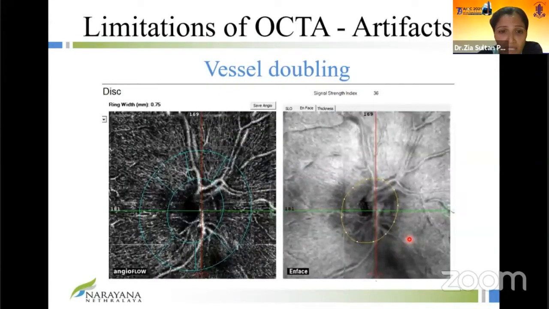Then we have vessel doubling. So we know that vessels don't exist like this at the optic disc. You don't get vessels back to back. This is actually a problem in the post-processing, when the image is being processed to reduce artifacts. Sometimes it gives you artifacts like this, and you need to redo the scan once to correct for it.